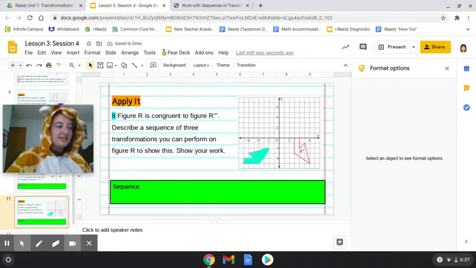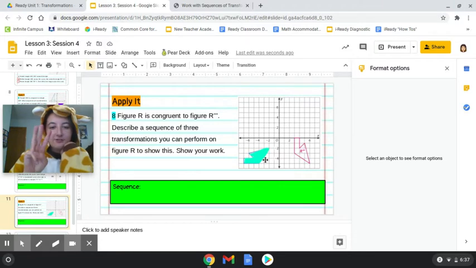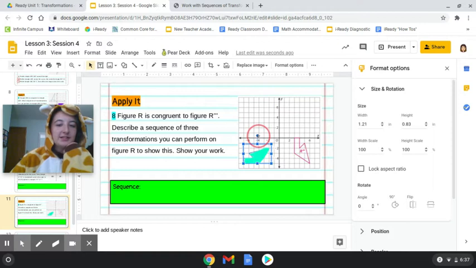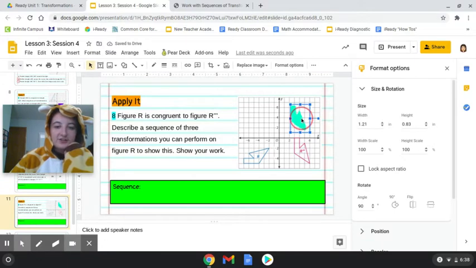Next we have question 8. So we have our figure R and figure R triple prime, and we need to figure out what 3 transformations we can do to go from R to R triple prime. So we're going to start by rotating it 90 degrees clockwise. So I'll put it in this quadrant around here. Then we are going to translate it 8 to the right. 2, 3, 4, 5, 7, 8. And then we are going to translate it 7 units down. 1, 2, 3, 4, 5, 6, 7. Which will land our R onto our R triple prime.